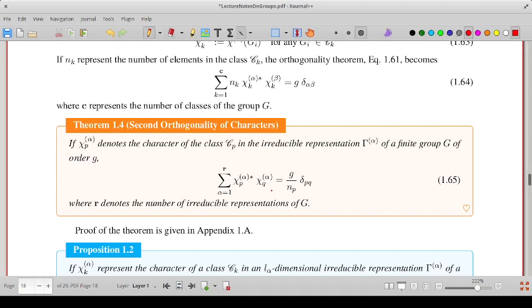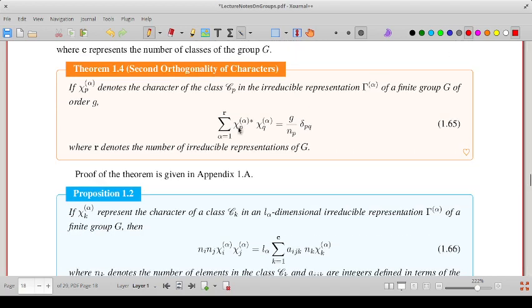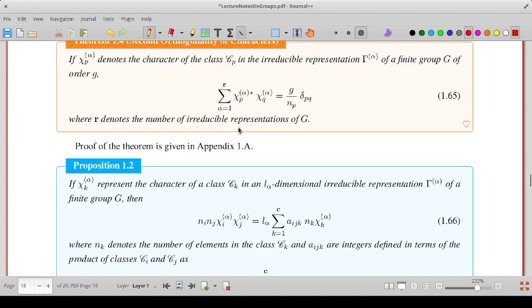If the classes are different, then this sum is 0, and if the classes are the same, then this sum leads to G by P. Whereas in this case, if the representations are different, then this sum leads to 0, and if the representations are the same, then the sum is equal to G. We have been provided the proof of this theorem in this set of notes.